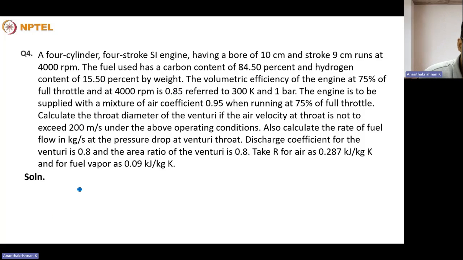So we can try to solve. First of all, we need to calculate the volume flow rate of the mixture. We are supposed to find the throat diameter and the rate of fuel flow in terms of kilogram per second. These two are the things to find. First of all, we need to calculate the volume flow rate of the mixture.